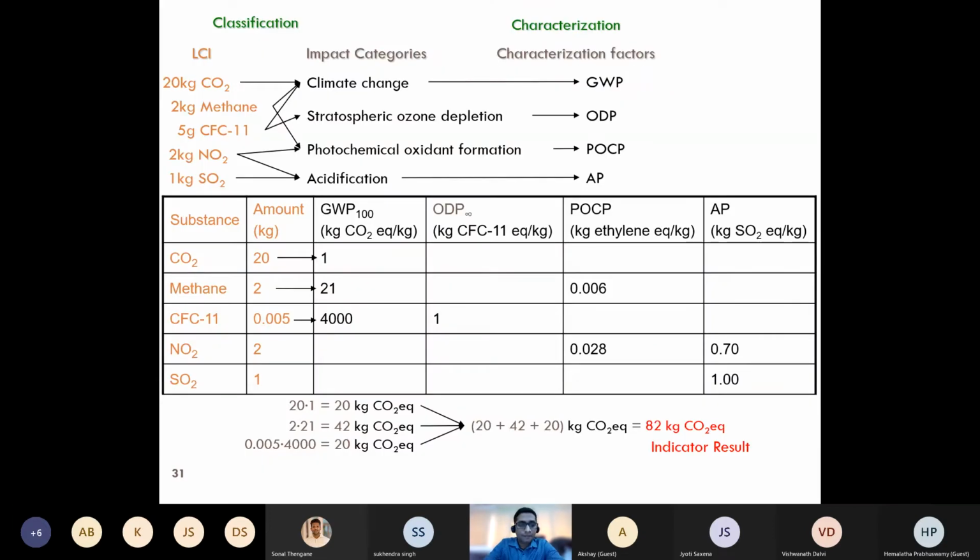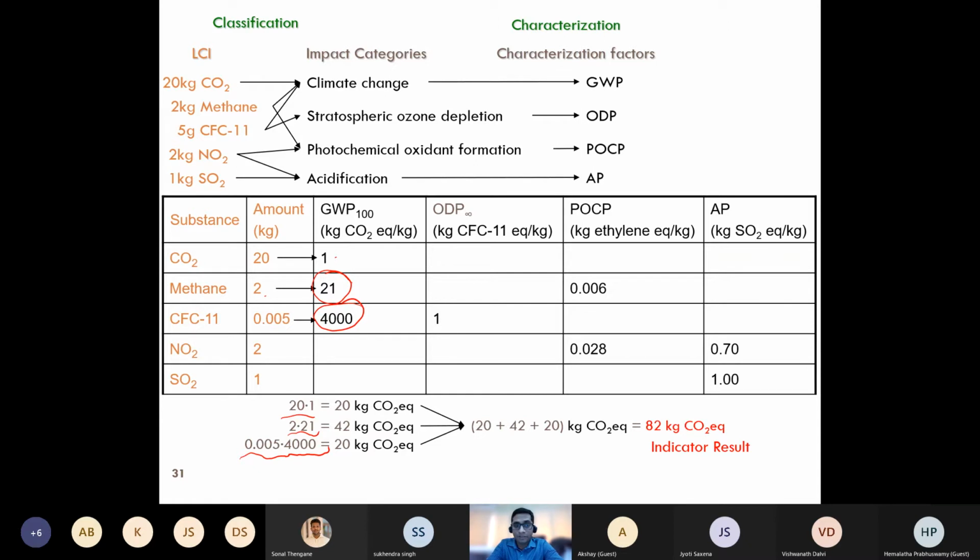So going further, now we have 20 kgs of CO2, which have an impact of 1, 2 kgs of methane having an impact of 21, and 0.005 kgs of CFC11 having an impact of 4000. So we need to multiply the amount with the possible impact, which is 20 into 1, 2 into 21, and 0.005 into 4000, and then add them. And adding them will give me the total impact from all the gases, which would lead to global warming potential.